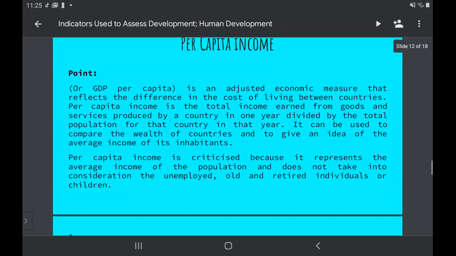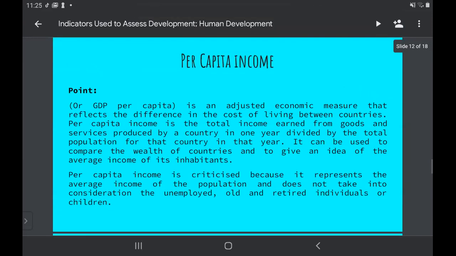Okay, so the next point is per capita income. It's also called GDP per capita, and it is an adjusted economic measure that reflects the difference in the cost of living between countries. Per capita income is the total income earned from goods and services produced by a country in 1 year divided by the total population for that country in that year.